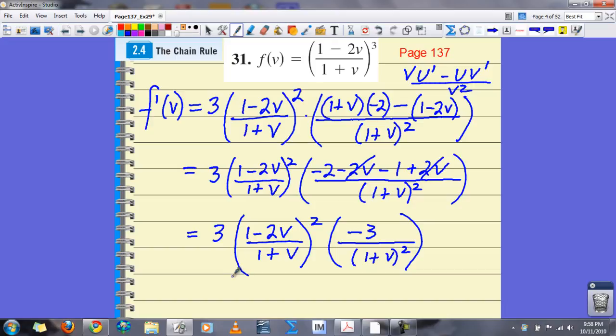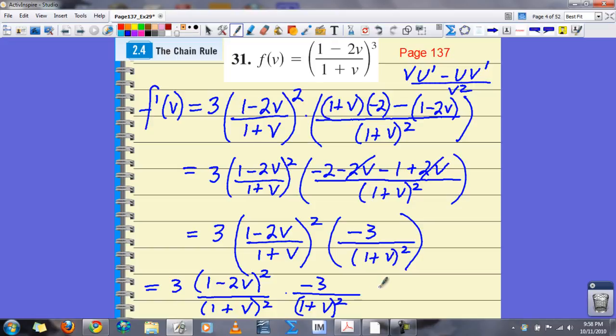Now, Bob is not giving us this answer at the back of the book, so they probably went a little further. First thing they did was to square the top here and square the bottom, kind of separate them. That's legal, alright? So we end up with 3, and then we're going to have 1 minus 2v, this top here, all squared, over this bottom here, all squared. Okay? Times this, -3 over 1 plus v all squared.